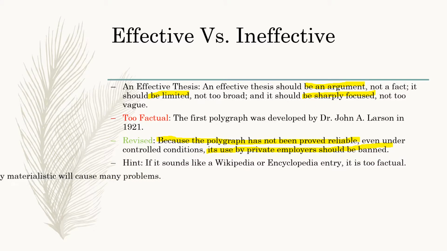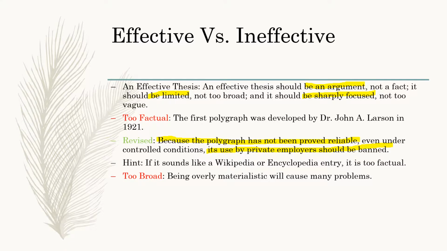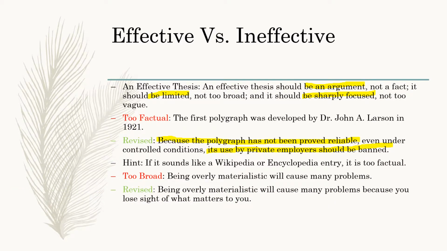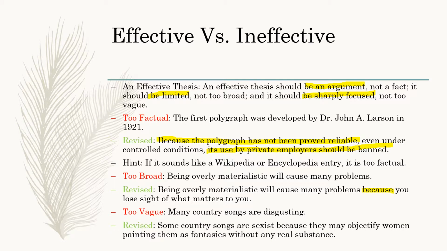Moving on to a too broad statement. Being overly materialistic will cause many problems. How so? Well, instead we should say, being overly materialistic will cause many problems because you lose sight of what matters to you. Using the word because, we're able to limit it to a specific topic. Now moving on to a too vague sentence. Many country songs are disgusting. Well, what do you mean? Instead we should say, some country songs are sexist because they may objectify women, painting them as fantasies without any real substance. Well, instead of saying disgusting, we're zoning in and saying sexist, getting more specific with what we mean by disgusting.